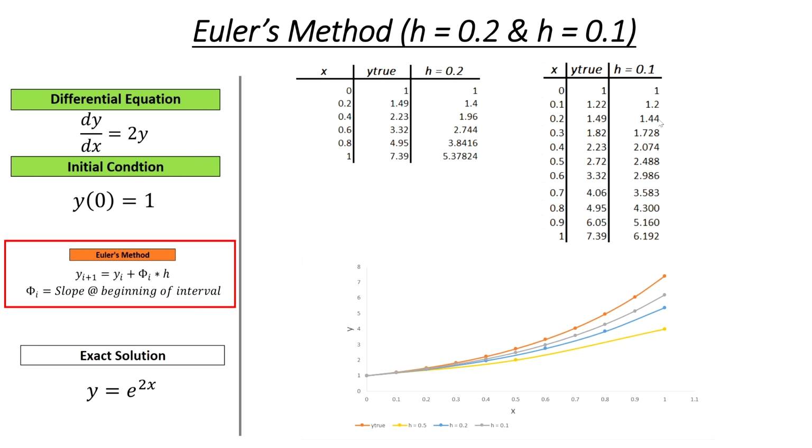What about 0.4? 0.4 here is 2.074, while with 0.2 it was 1.96. So reducing the step size made the approximation at 0.4 more accurate. You're going to find the same thing with 0.6. Here we have 2.986, here is 2.744, so this one is closer to the true value as well. This is 4.3, this is 3.8, so even closer. And this one is 6.19, which is a much better approximation than 5.37824.